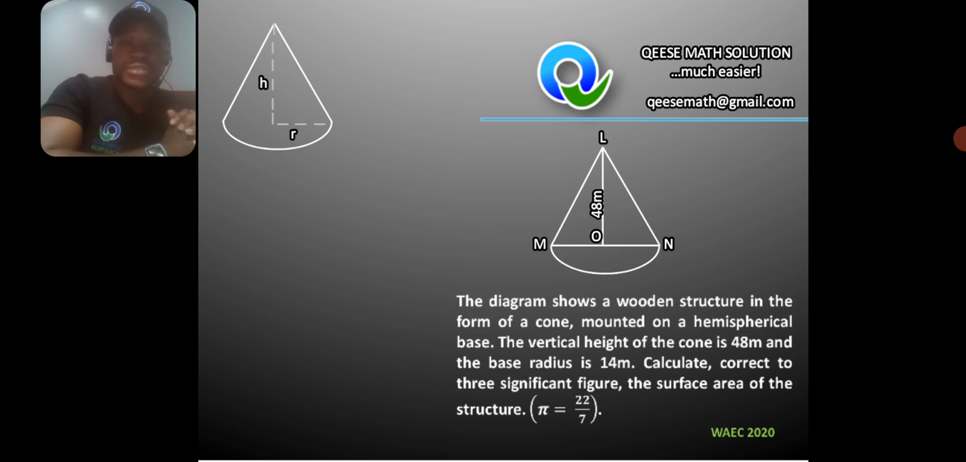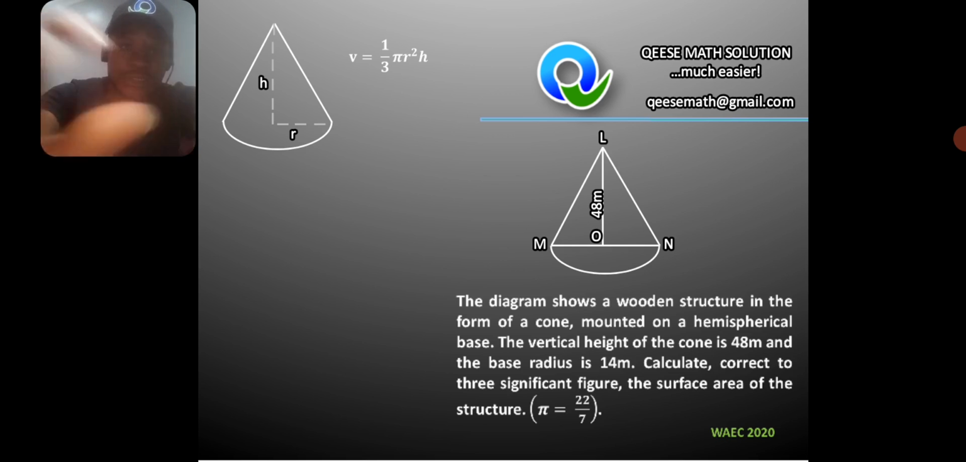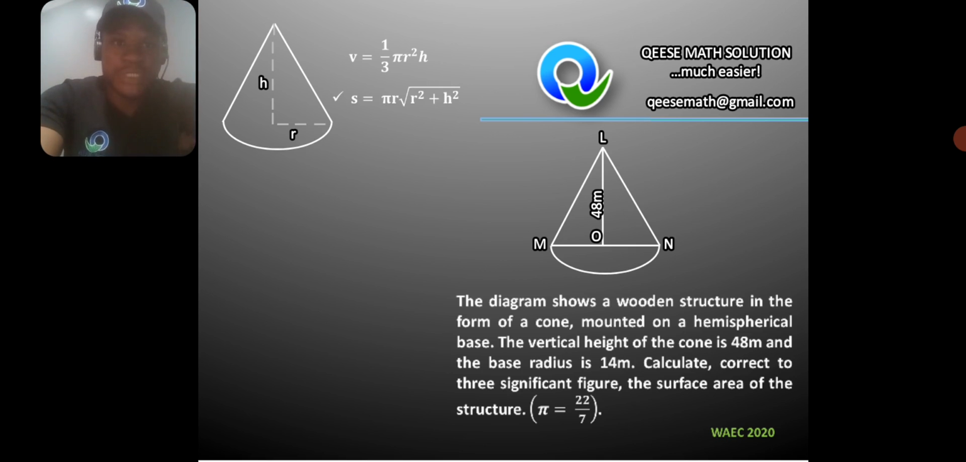The next thing you want to do is to be able to make do with the formulas on ground, the formulas of this basic shape. We have the volume of a cone, which happens to be 1/3 pi r square h. And then we also have the surface area, which happens to be pi r square root of r square plus h square.